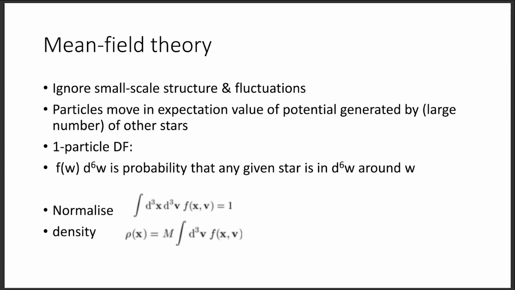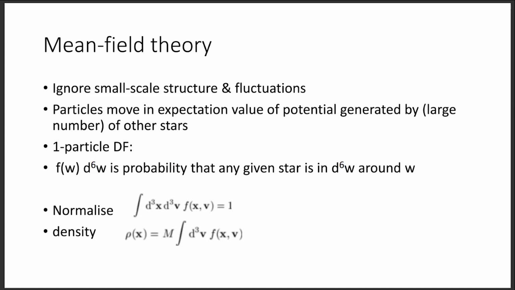Okay, so we're going to work extensively with the one-particle distribution function, which I will interpret in the following way. f of w, that's the distribution function, w is going to be a six-dimensional object. It's going to contain, broadly speaking, the positions and momenta of an individual star. So that's going to be a unit of phase space volume d^6w. So this is going to be interpreted as the probability that any given star can be found in that volume around that location in phase space.